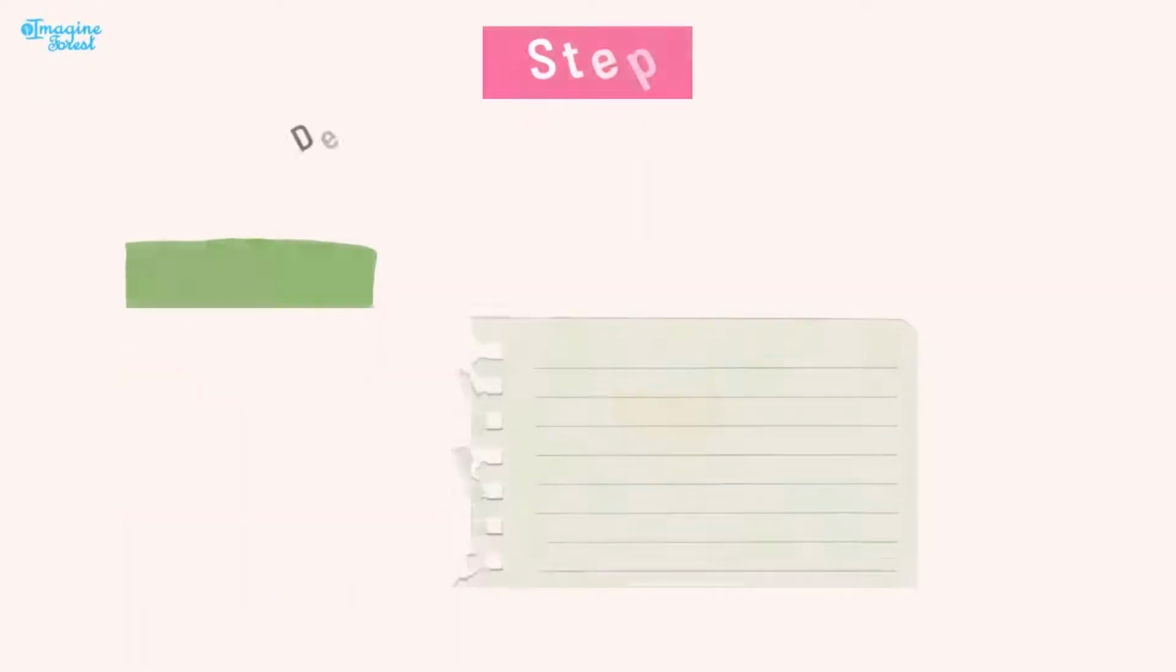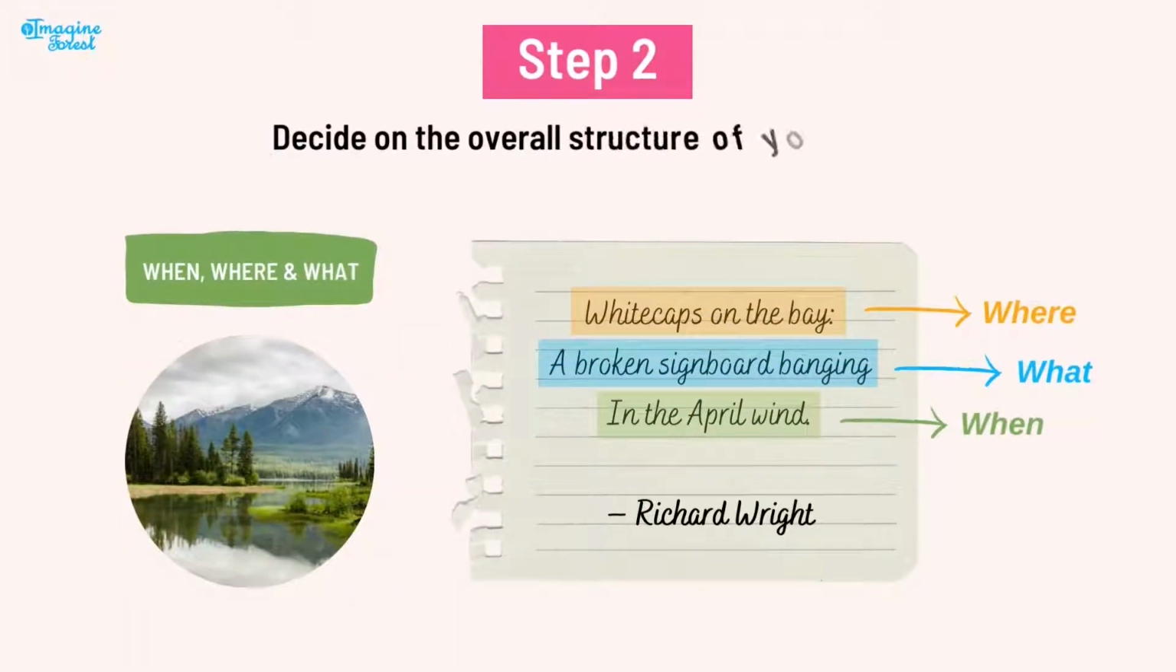The second technique is the when, where, and what technique. This technique starts by describing the when, such as season and time. Then the where is the location, such as on a beach, or at the top of a mountain. And finally, what is happening, such as birds singing, or snow falling. You can rearrange the order of this to suit your haiku. Here is an example by Richard Wright.